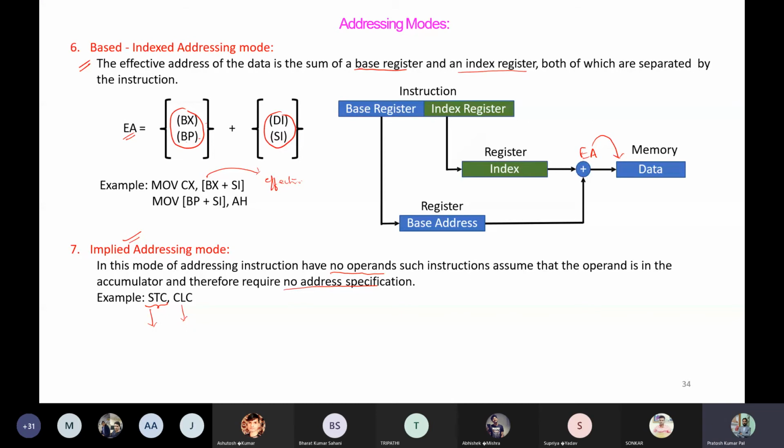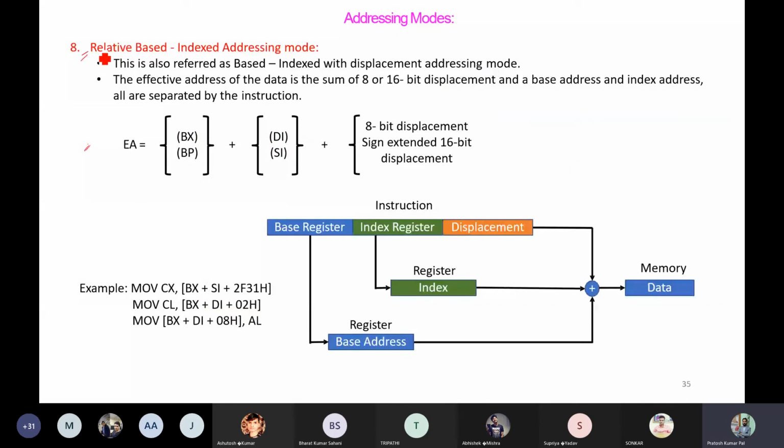Whenever we call it relative, we have seen relative addressing, based indexed. Whenever we call it relative, we need to add a displacement. So this is also referred to as based index with a displacement addressing mode. It is relative based index, meaning the effective address will be in the form of base plus index plus a displacement. This is the displacement. So this will be called relative based index addressing mode.